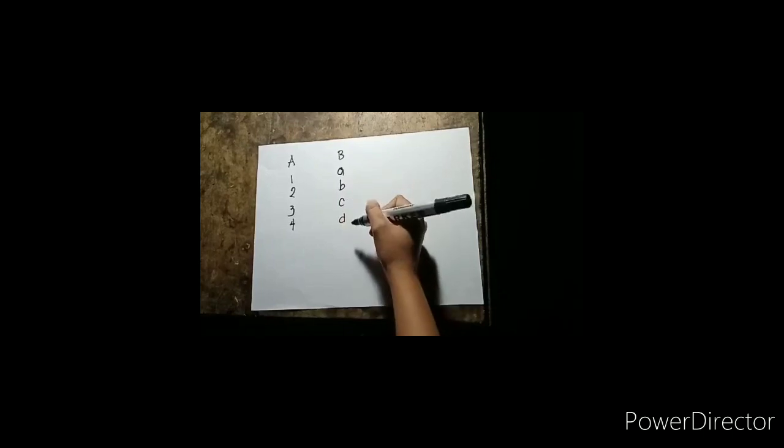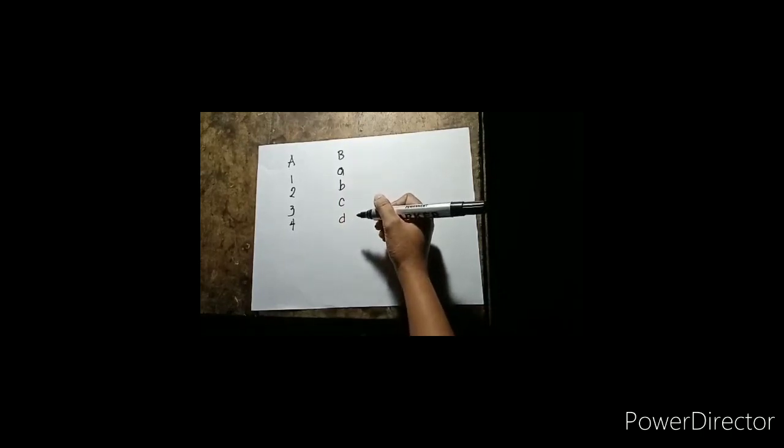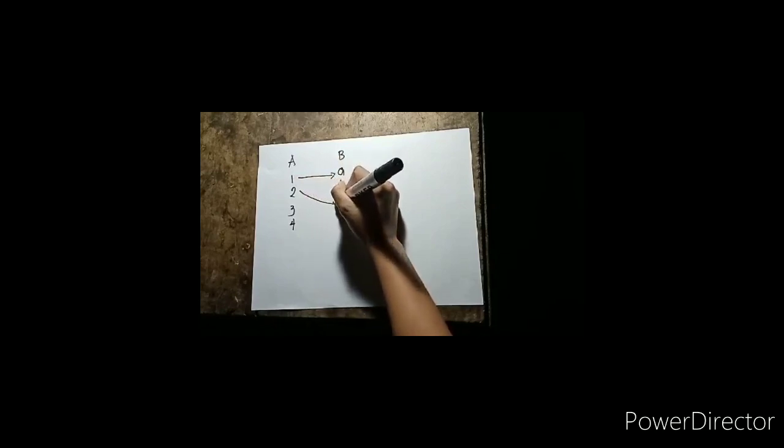So we have an example here using a mapping diagram. Let's say set A consists of 1, 2, 3, 4, and set B consists of the letters A, B, C, and D. And I define the function f to map 1 to A, 2 to C, 3 to B, and 4 to D.